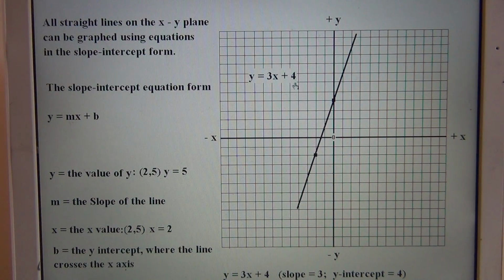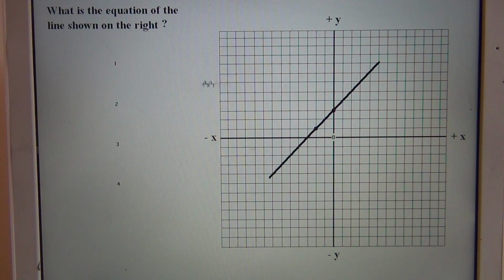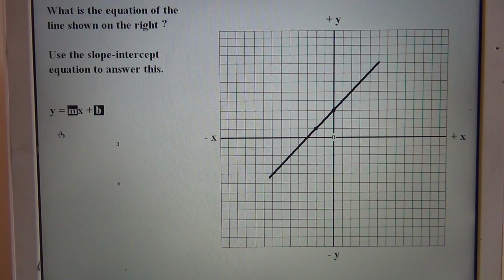Let's take a look at another one. What is the equation of the line shown to the right? Well, let's take a look. We're going to use the slope-intercept equation. We know the slope-intercept equation is y equals mx plus b, where m is the slope and b is where the line intersects the y-axis.